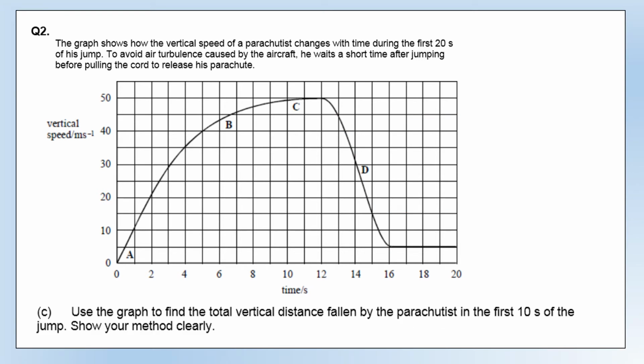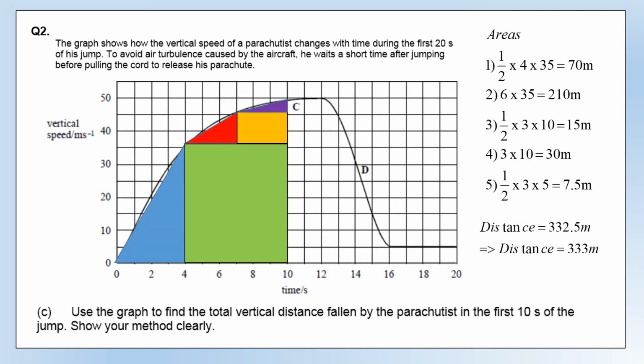Next part, use the graph to find the total vertical distance fallen during the first 10 seconds, again showing our method. You should know the distance travelled is the area under the graph. So I'm going to do this by splitting it up into easy to find shapes. We've got 3 triangles and 2 rectangles, and we do need to get very close to the graph so we have a good approximation. On the right hand side I've calculated the area of each of those sections, added them together, and got the total distance.